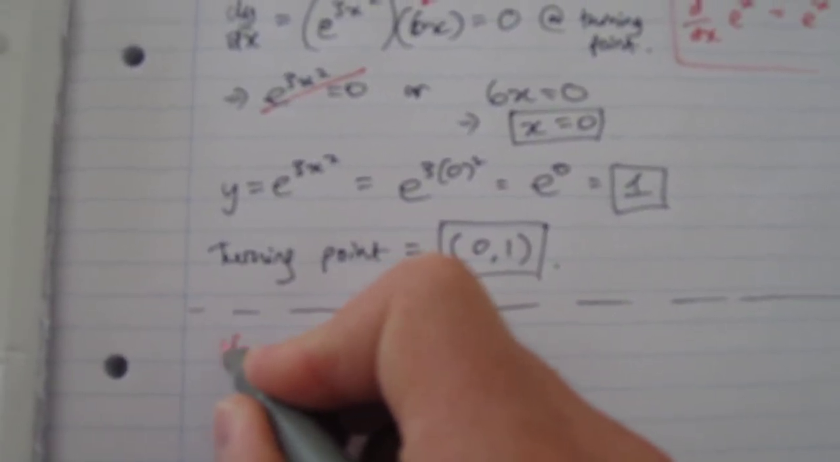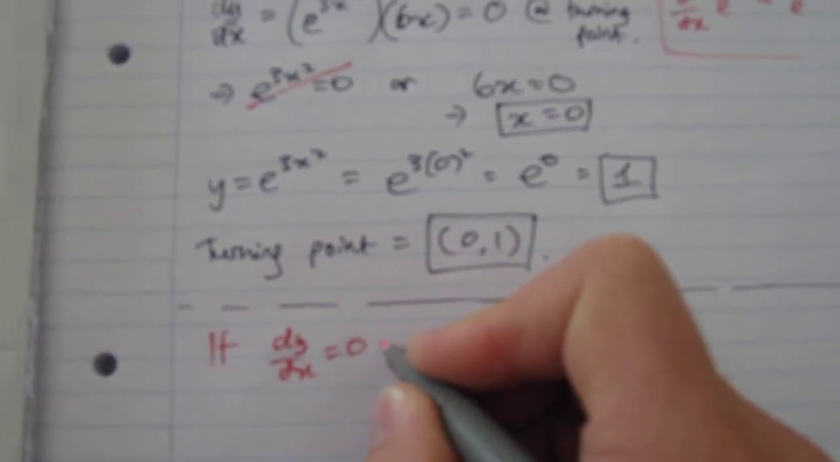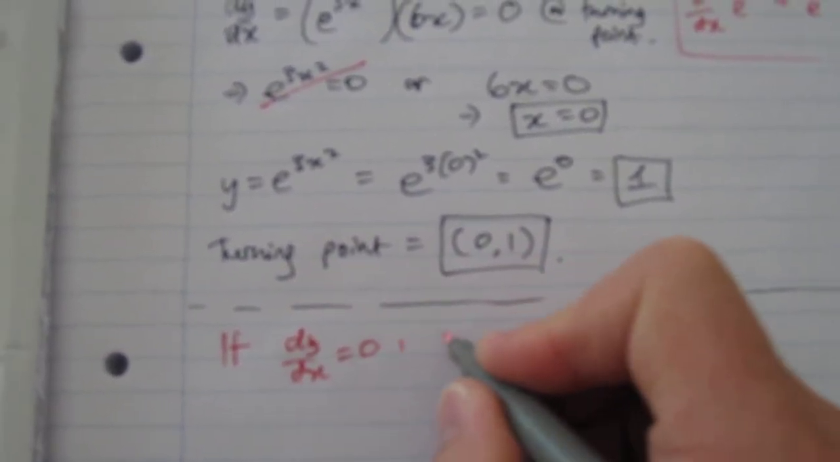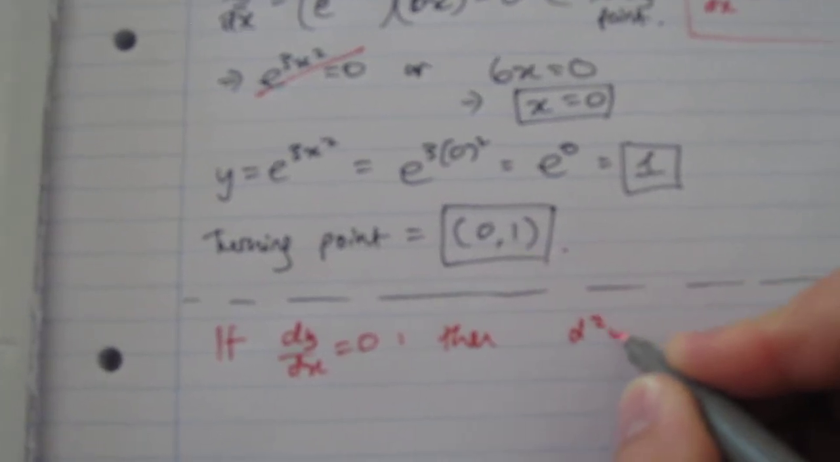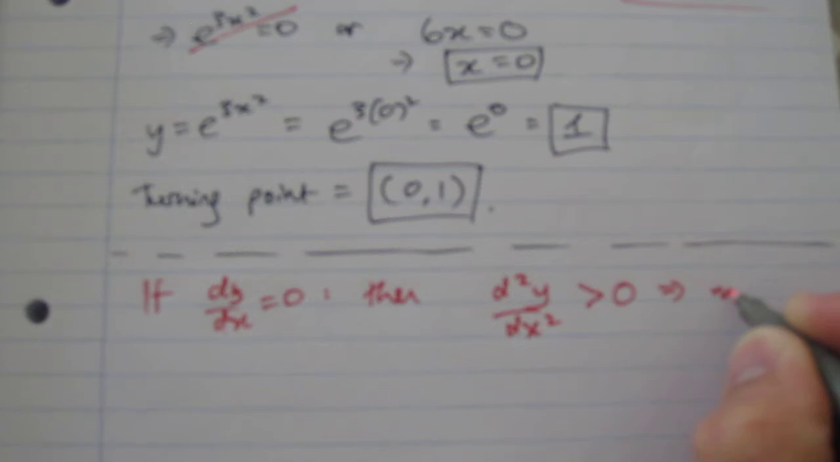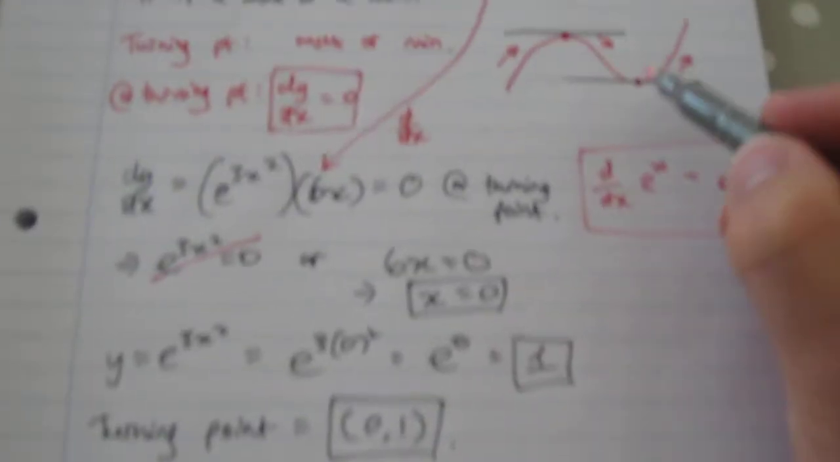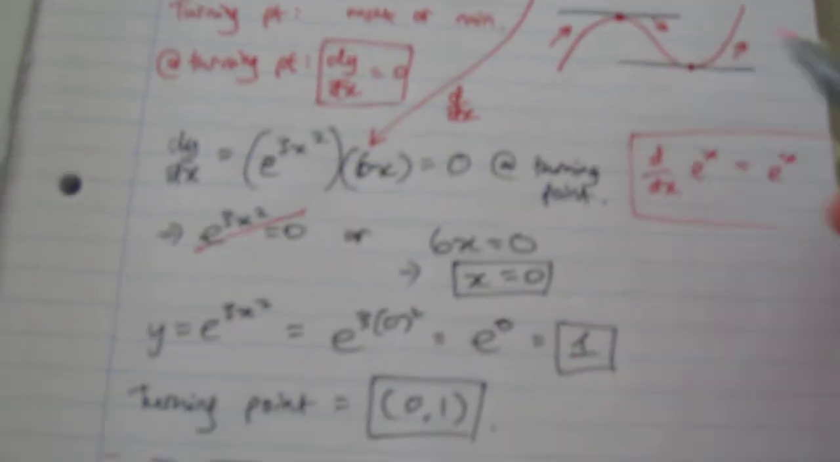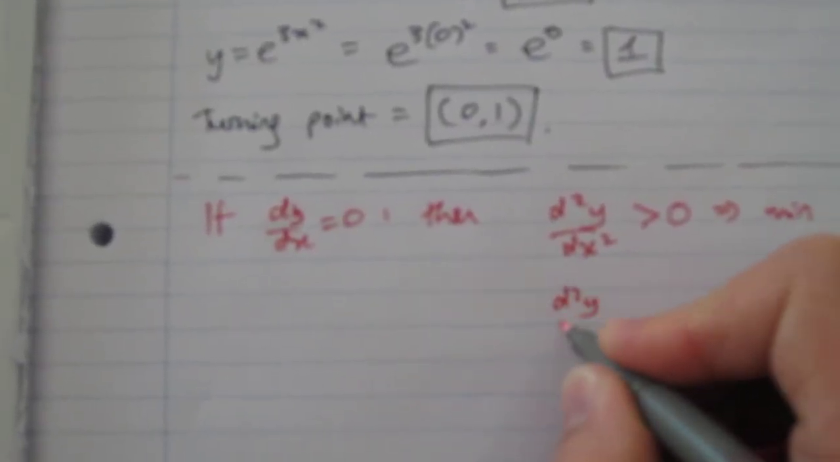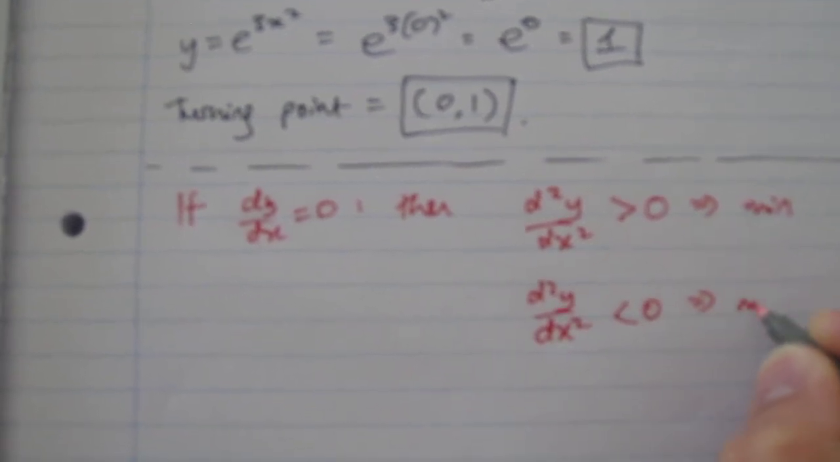So if dy/dx is equal to 0, then if the second derivative is bigger than 0, that means you've got yourself a local min, like this point up here is a minimum point. And if d2y/dx squared is less than 0, you've got yourself a max.